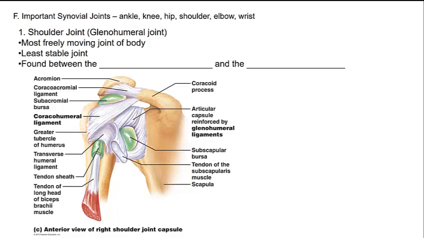I'm just going to highlight one of those, which is your shoulder joint, also known as the glenohumeral joint. Now, this is the most freely moving joint in your body, and as a result, it is the least stable. It is found between the scapula and the humerus, as you can see in the picture here.